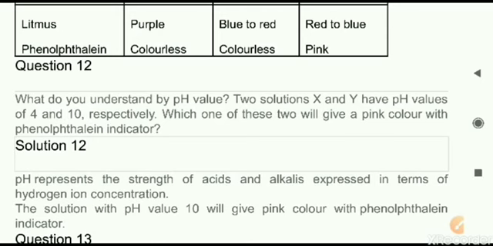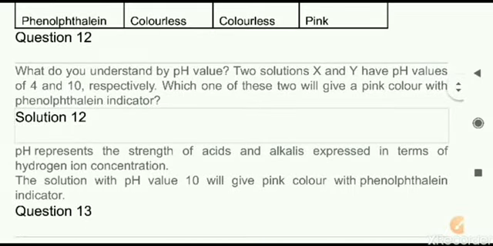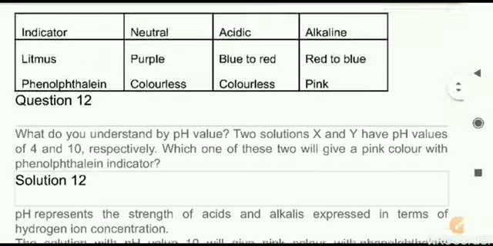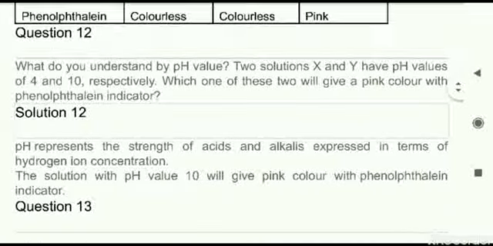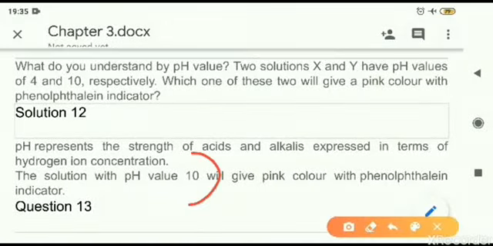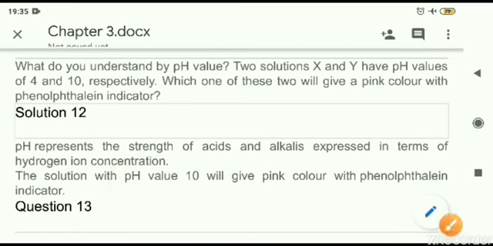Now another part of the question. Two solutions X and Y have the pH values 4 and 10. X is having pH 4, Y is having pH 10. Now we have to tell which of them will give a pink color with phenolphthalein indicator. Phenolphthalein gives pink color in case of what? In the above question also we have written in the table here, phenolphthalein gives pink color for alkaline substances, for basic substances. And here if the value is more than 7, it is a base. So pH 10 is a base, and this pH 10 substance will show pink color with phenolphthalein. pH 10 is for Y. So Y will show the pink color with phenolphthalein.